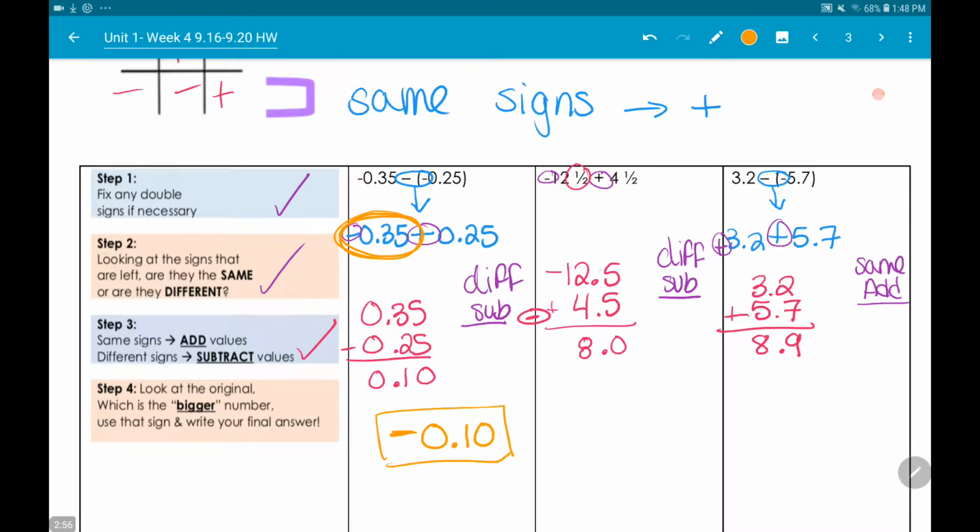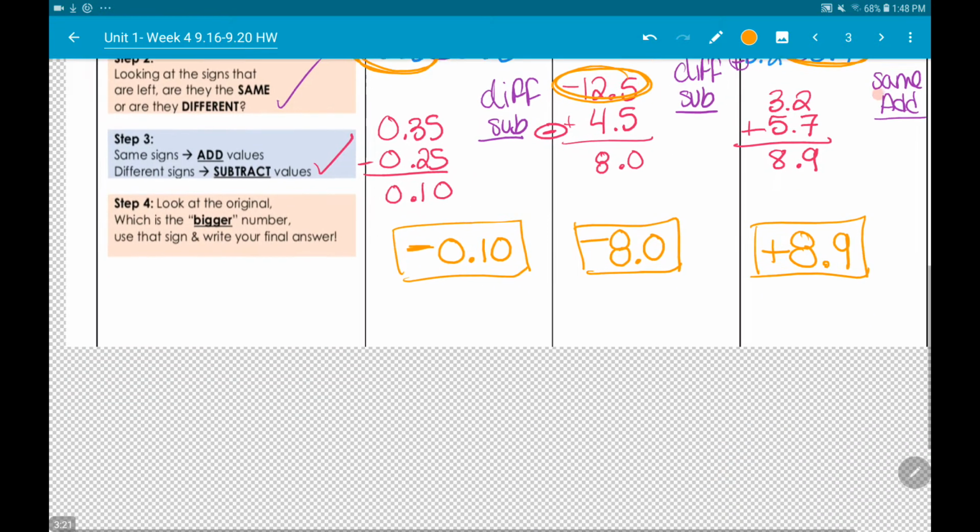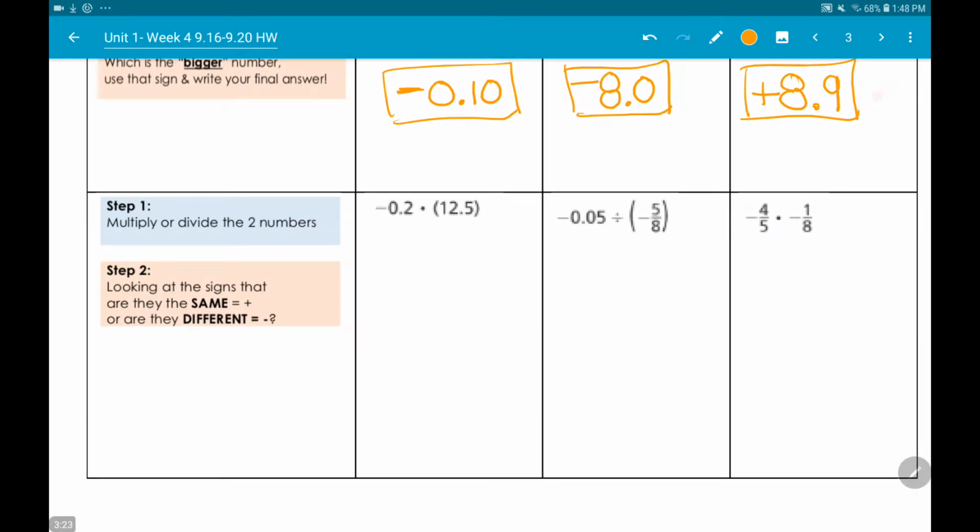Do the same thing here. This one was bigger, so I have a negative 8.0. And in my last one, this one, which is positive, so I have positive 8.9. All right, so same rules that we've been doing. We're now just doing it with rational numbers, decimals, and fractions. Same thing for multiplication and division. Let's get to it.